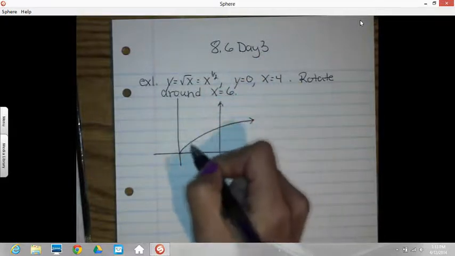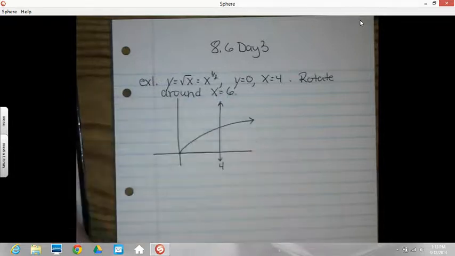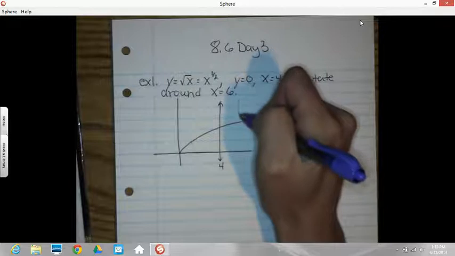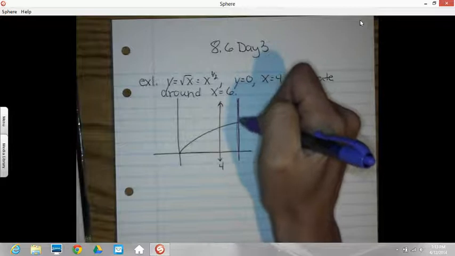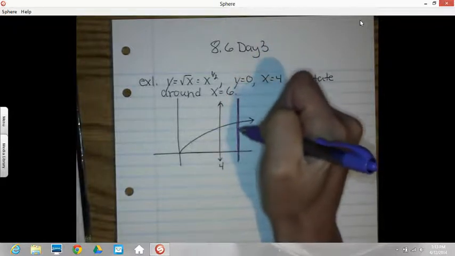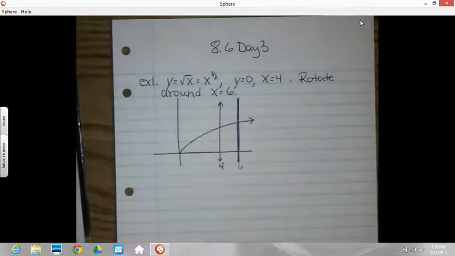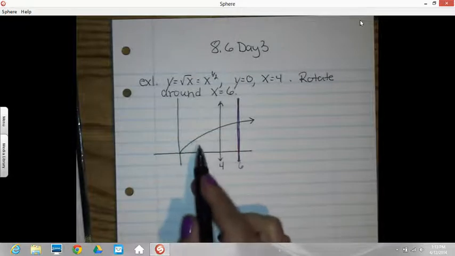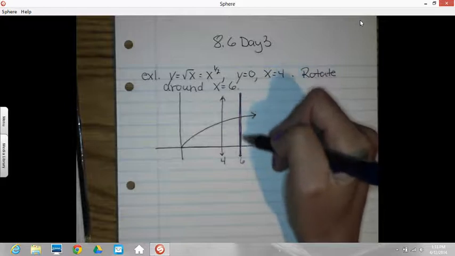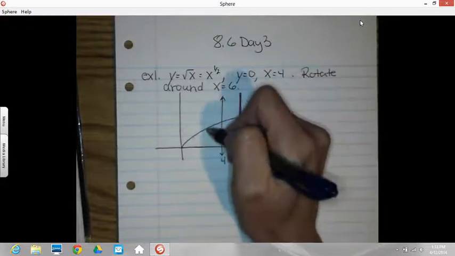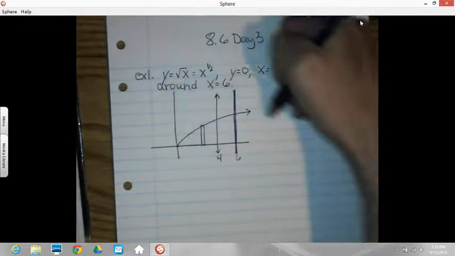So I'm taking this region here, and I'm going to rotate that around the line x equals 6. X equals 6 is a vertical line out here. This will be my axis of rotation. So I'm going to do this with shells. We're going to do this one two ways, but for the shell technique, I have to draw my rectangles parallel to my axis. So that means I'm going to draw my rectangles tall. And then we're going to rotate these around, creating those cylindrical shells.